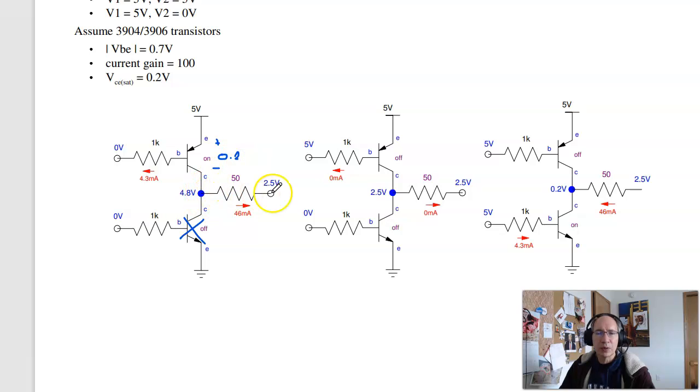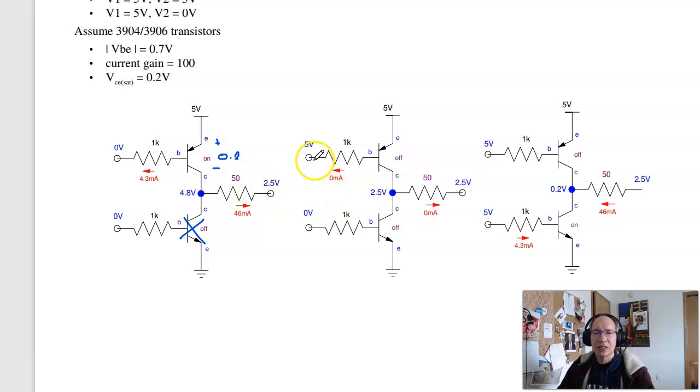4.8 volts. 4.8 volts going to 2.5 volts at 50 ohms gives you 46 milliamps. And as a check, if I'm saturated, beta IB is more than IC. 100 times 4.3 is 430 milliamps. That's how much current I'm allowing to flow. I only need 46 milliamps, so yes, it is saturated. The resistor, the load, limits the current. This is 0.2. That's one case, current goes right.